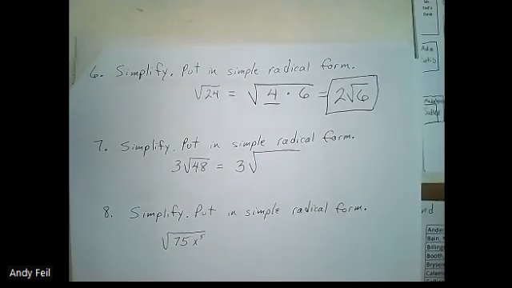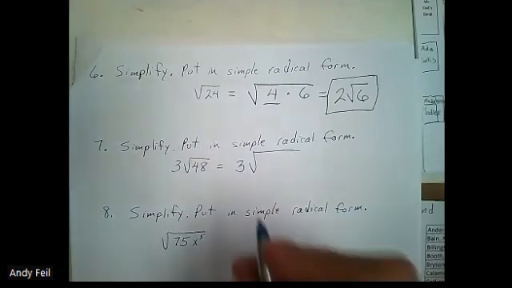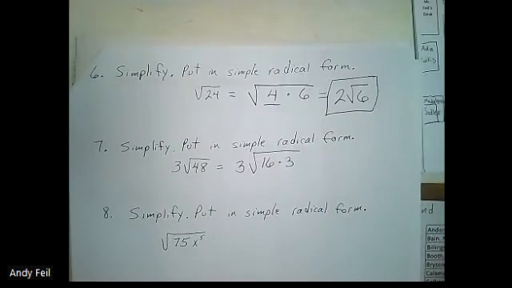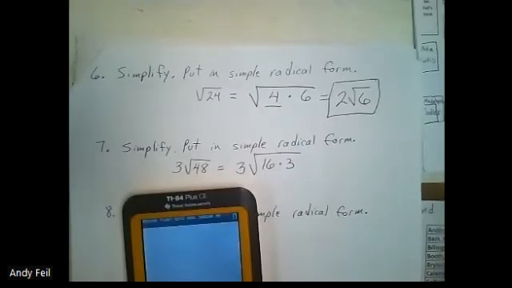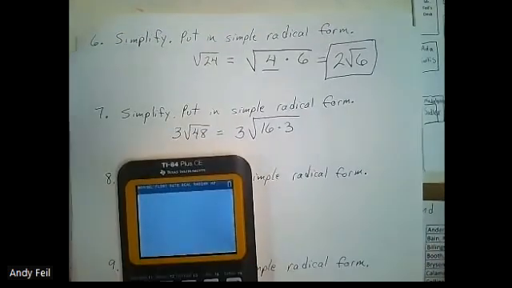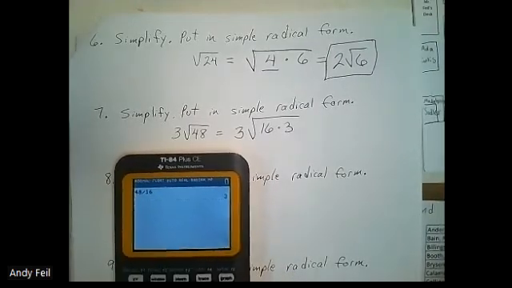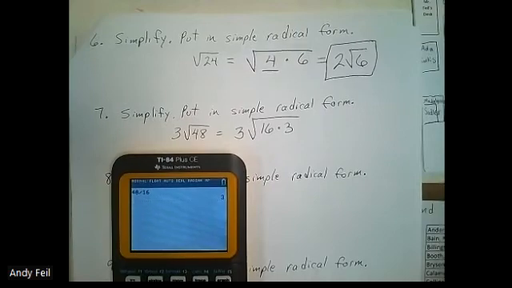What's the largest perfect square that goes into 48? 16. How many times? What if you're not good enough in math to know that off the top of your head? Yes, use your calculator. Just type in 48 divided by 16 and it will say 3. And that is a good indication that it goes in evenly.